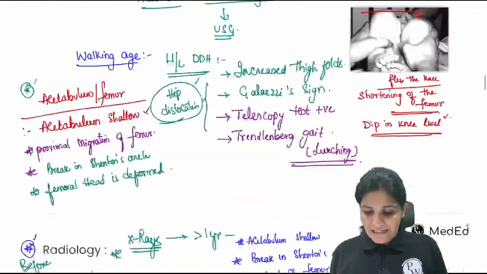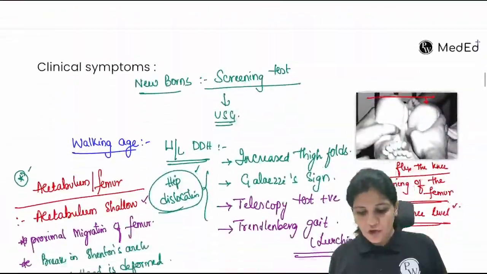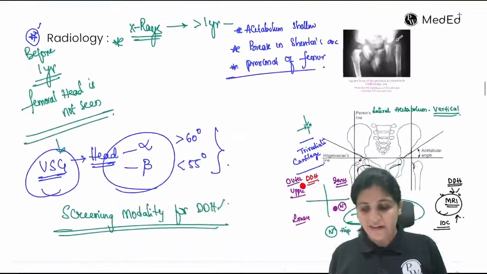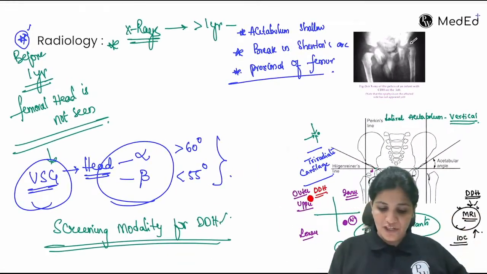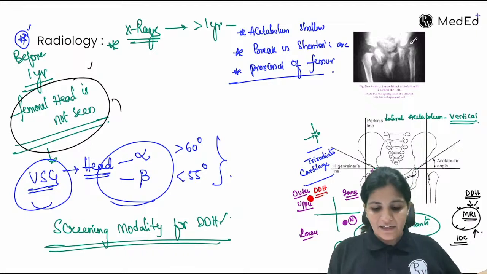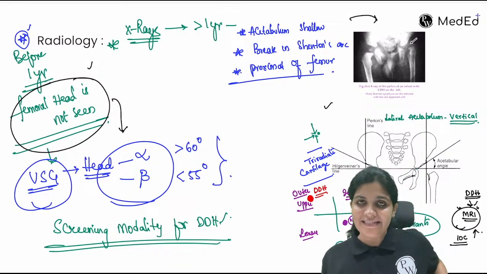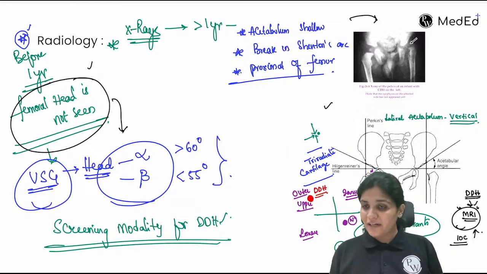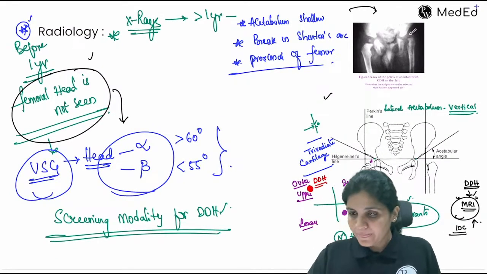So whenever they ask you about this question of DDH, sometimes they can just put a short question like this. They can just ask you the radiology of DDH. Then you have to start right from before 1 year of age, when the femoral head is not seen. Then you will write ultrasound. Then after 1 year, you will write so and so, and then these. So this could be a very important short question too. That is why I have discussed this in detail. Okay, is that clear?